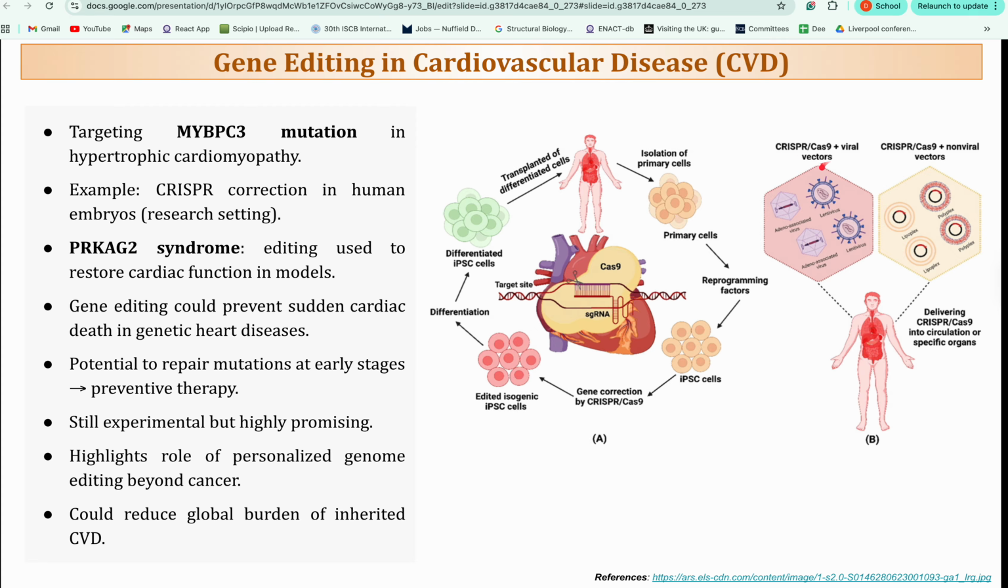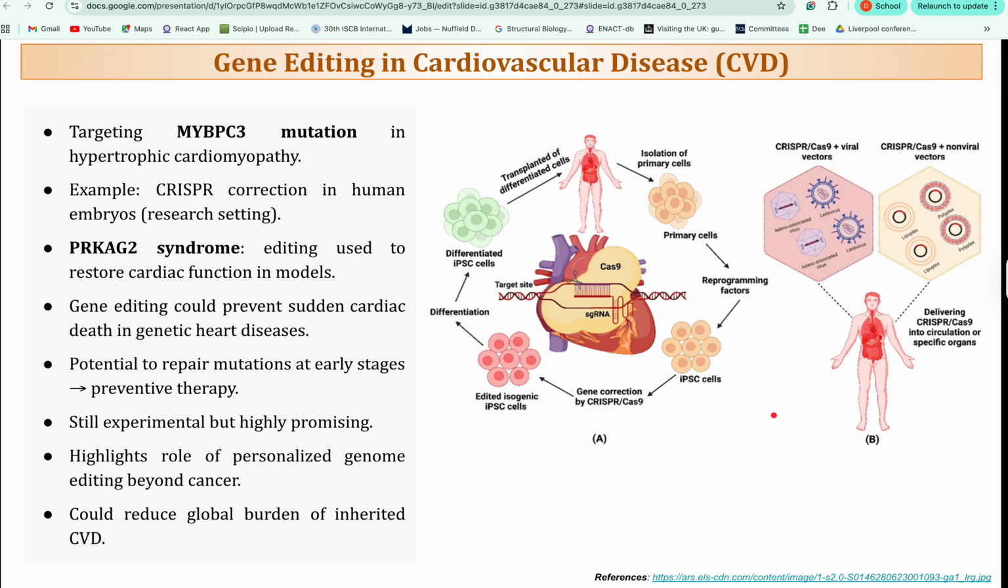Okay, so in this case it is mentioned what kind of delivery systems could be used. So viral vectors include the adeno-associated viruses and lentiviruses, whereas in the case of non-viral delivery agents we have the liposomes, polyplex or lipoplex. So these are the delivery systems which deliver the CRISPR-Cas9 into the circulation of the specific organs.